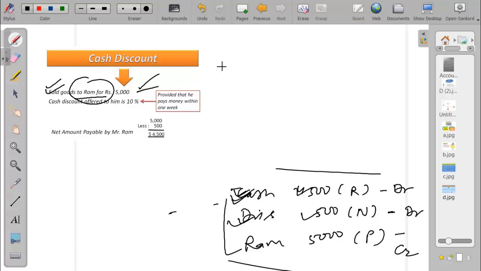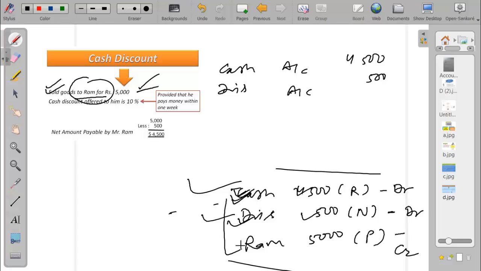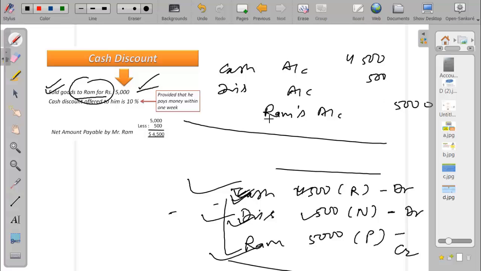So first I will write cash account. Cash account $40,500 we got. Now I will record a debit. One more debit item is there, discount. So discount account. How much? $500. Is that clear? Now I will record the credit item, and here the credit item is Ram. So I will write Ram's account, and with $5,000. This is the entry. Agree?